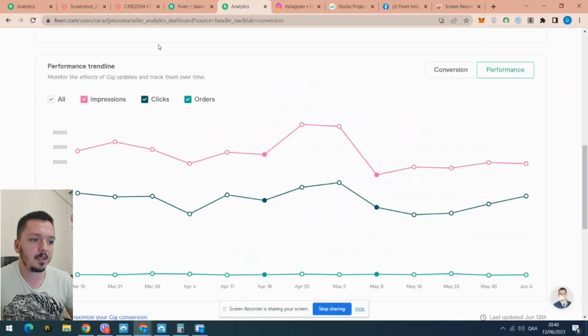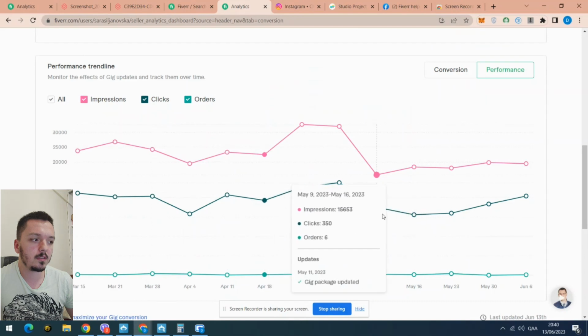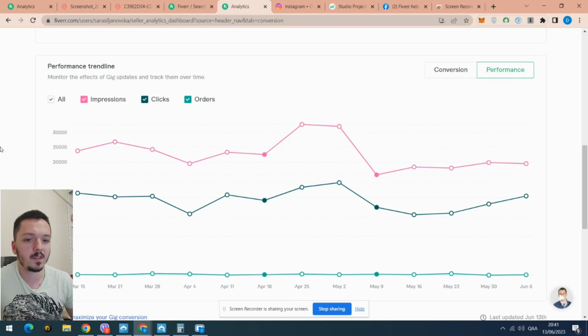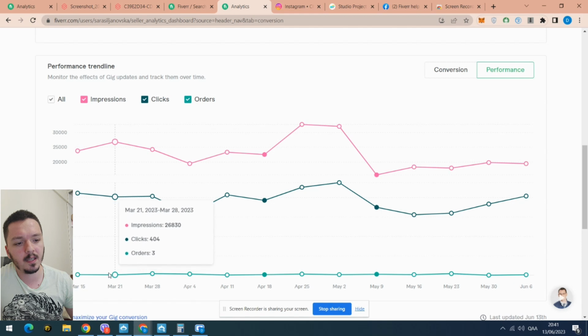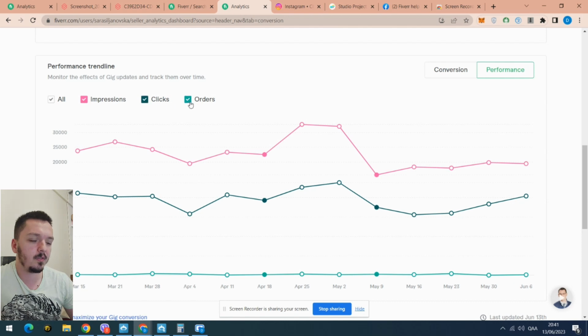I'm here in the analytics section of Fiverr. On your profile you can see the analytics. There are three different types of analytics that you can see: the pink line, the dark green, and the light green line. The pink one is impressions, dark green clicks, and light green orders. Now, what these three mean and how you can use them to your advantage.